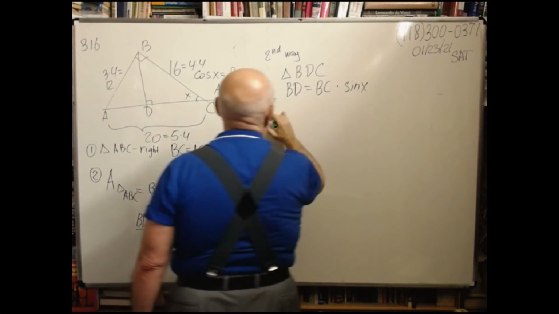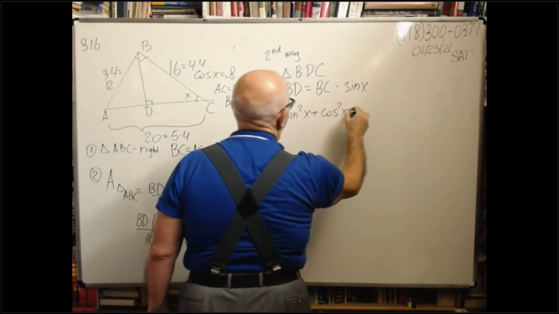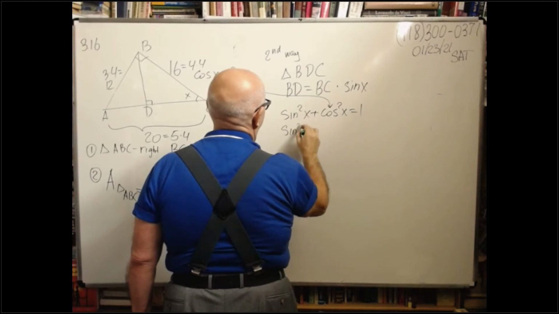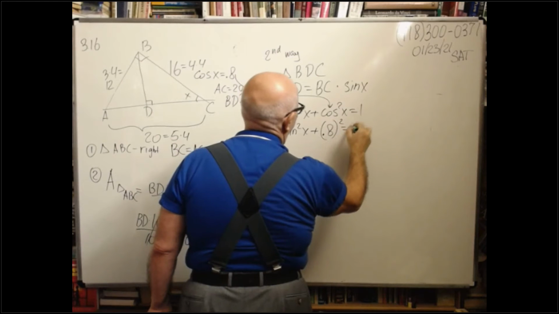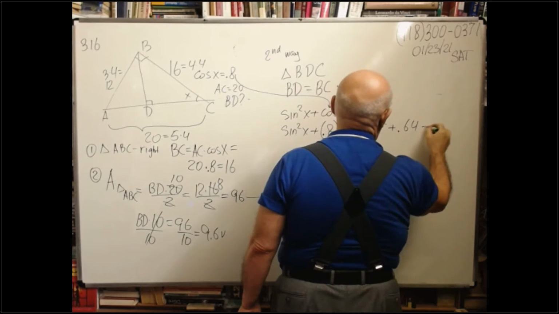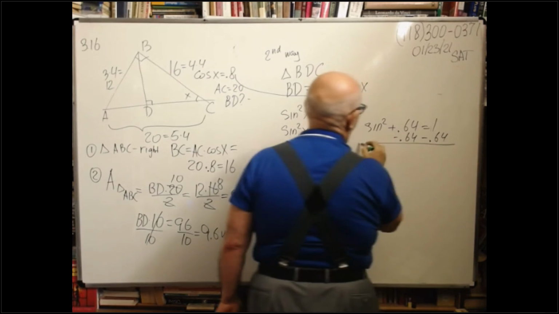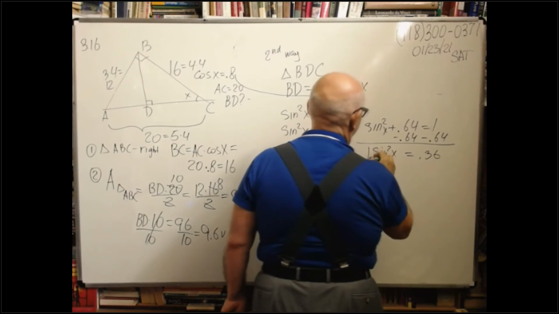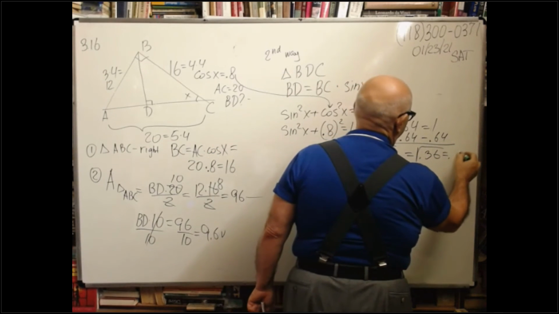But from Pythagorean identity, you know that sine square x plus cosine square x always equals 1. I plug in this, sine square x plus 0.8 to the second power equals 1. Or sine square x plus 0.64 equals 1. Or minus 0.64 minus 0.64. I get sine square x equals 0.36. If I take square root of both parts, I get sine x equals 0.6.